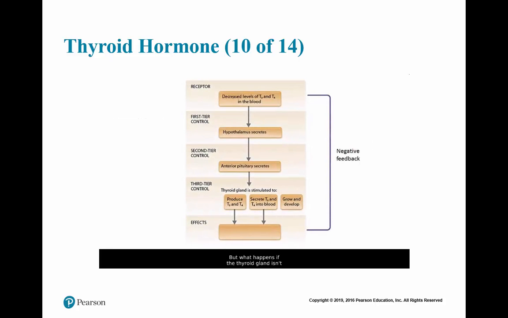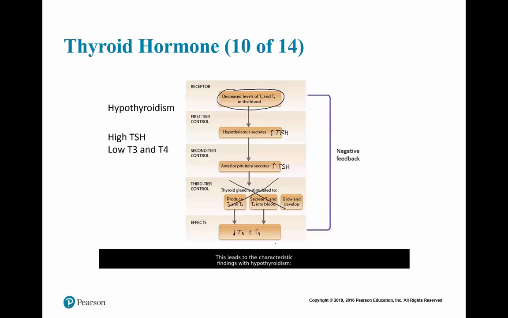But what happens if the thyroid gland isn't functioning properly? Let's look first at what happens to our feedback loop in hypothyroidism, or when the thyroid is unable to produce enough thyroid hormones. Our loop starts off the same. Low T3 and T4 trigger TRH secretion. TRH stimulates TSH release, and TSH stimulates T3 and T4 release. The difference now is that T3 and T4 levels don't rise because the thyroid is not functioning properly. This means the endpoint is never reached and the loop essentially starts over again. So the TRH and TSH levels continue to increase, but the T3 and T4 levels remain low. This leads to the characteristic findings with hypothyroidism: high TSH and low T3 and T4.